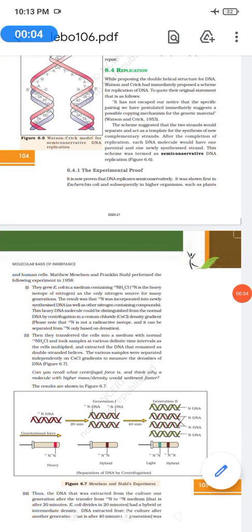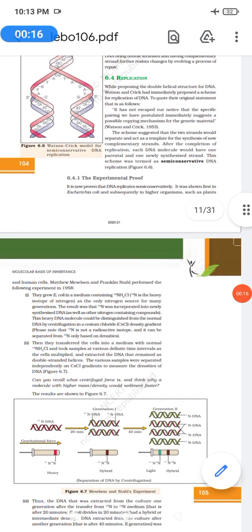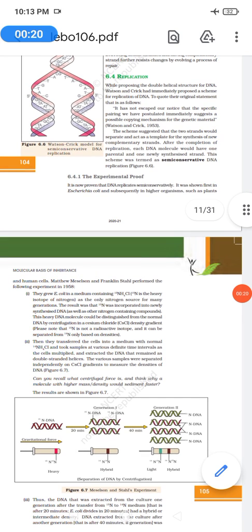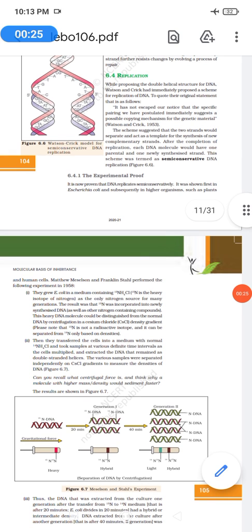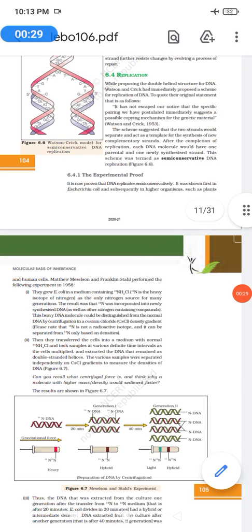Hello everyone, welcome. In Molecular Basis of Inheritance of class 12, we will be looking ahead with replication. When we talk about replication, we are talking about how this DNA gets replicated. DNA is a double helical structure which was given by Watson and Crick, and herein there is replication taking place. And how is the replication taking place?